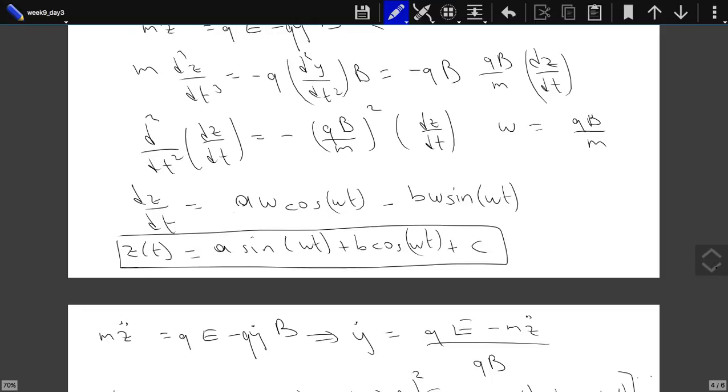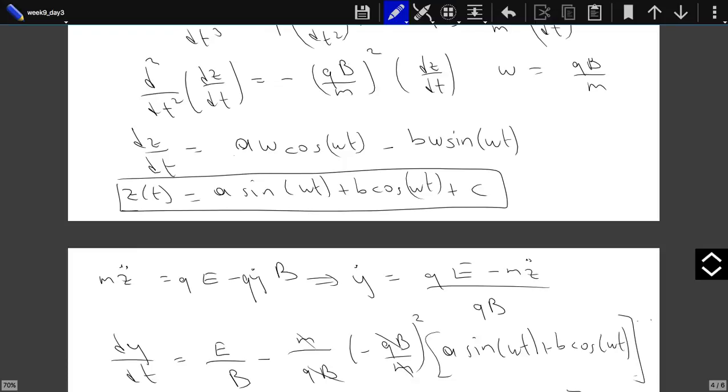Now, what else do I know? This was my equation along the z direction. The second derivative of z should be proportional to this number. The mass times the second derivative is this constant minus q times the first derivative of y. So I can solve for the first derivative of y. And I obtain that the first derivative of y is q times E minus mass times the second derivative of z divided by this number. So I did some cancellations.